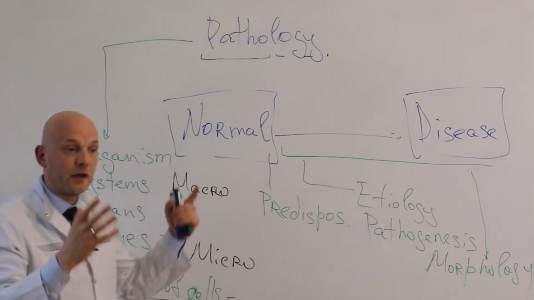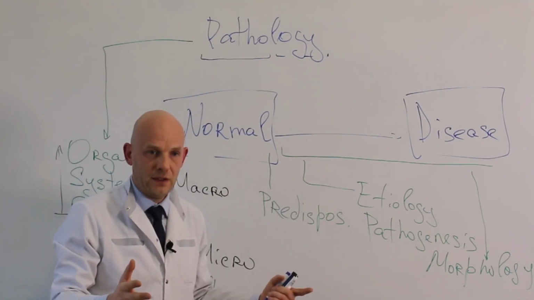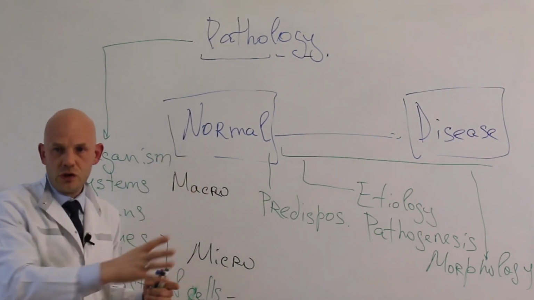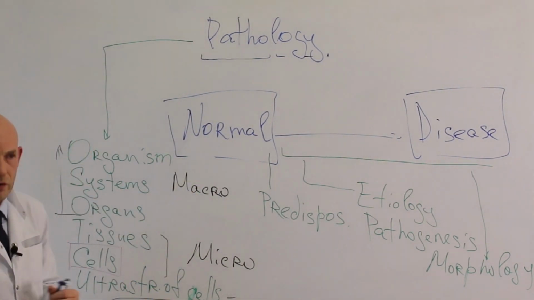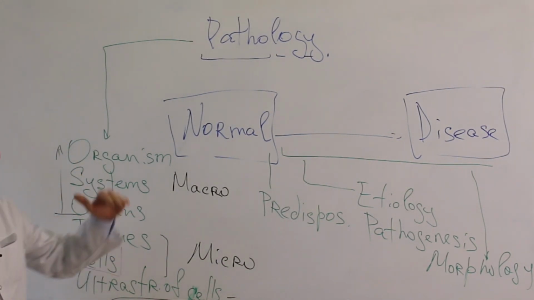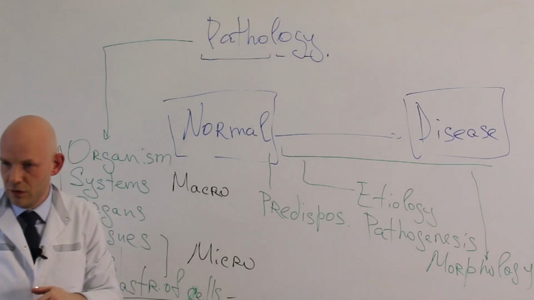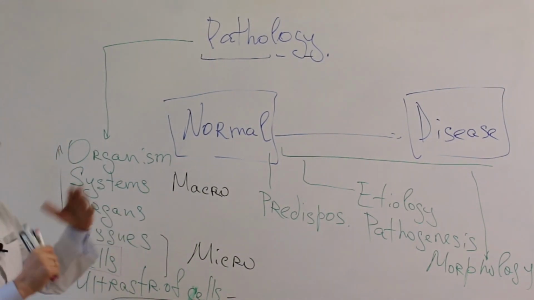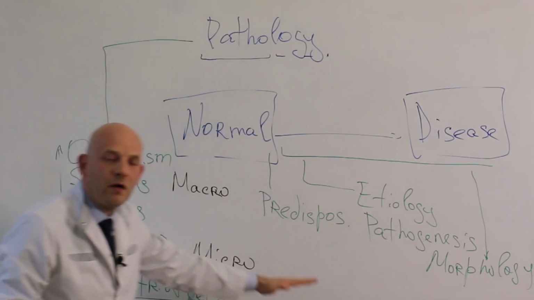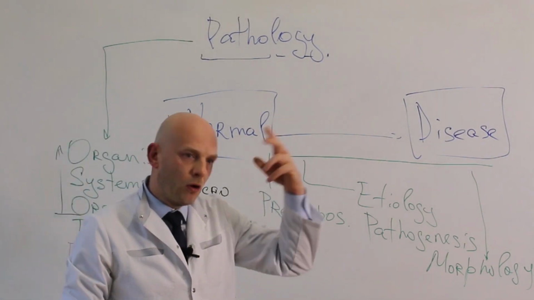Like a rule for medicine, a rule for the pathologies. We can study those changes on the different levels of the structural organization: organisms, systems, organs, tissues, cells, ultrastructural level, biochemical or molecular level. Using different methods of investigation on the macroscopical, microscopical, or even ultrastructural level or genetic level.